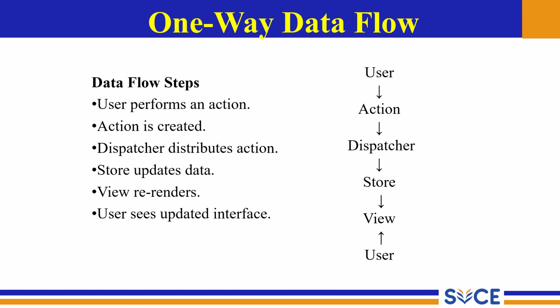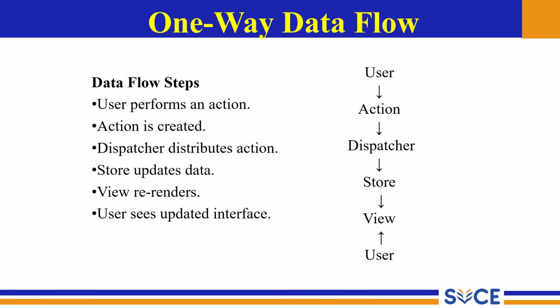Step 5, store informs React view. View re-renders automatically. Step 6, user sees the updated cart. Notice something very important. Data always moves in only one direction. From user to action and then to dispatcher, dispatcher to store, store to view, view to user. No shortcuts, no direct updates.